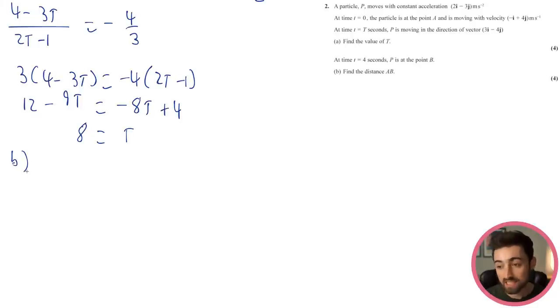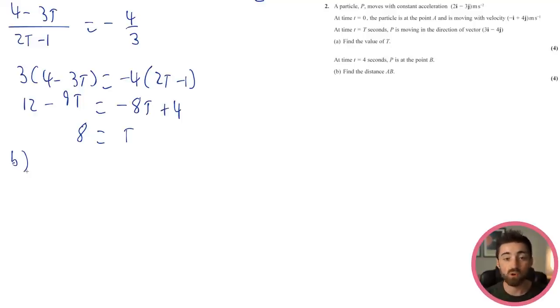Time t equals 4 seconds. Here's at the point B, okay? Find the distance AB. Cool. So, do we know where A is? Particle is at point A. We don't know where A is. We probably don't need to know where A is, though, because if we just take A as kind of our origin and then find wherever B is, then we would have the displacement and then we will be able to get the distance from that. So, in other words, taking A as my origin point where I started, I need to find my displacement at t equals 4.